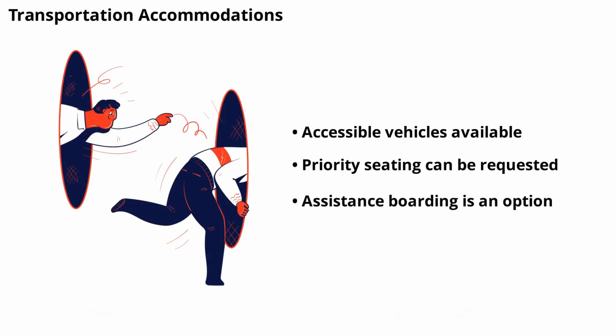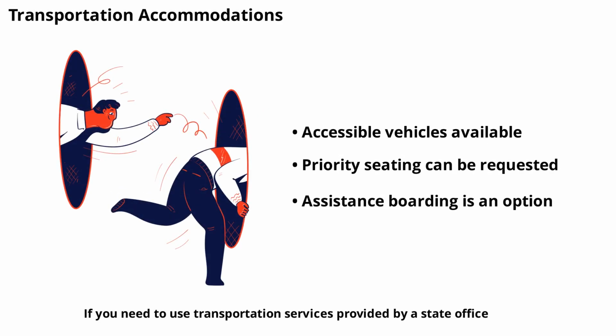If you need to use transportation services provided by a state office, you can request accommodations, such as accessible vehicles, priority seating, or assistance boarding. Transportation accessibility is a key part of ensuring everyone can access public services and programs.